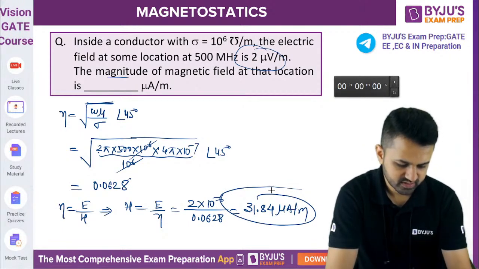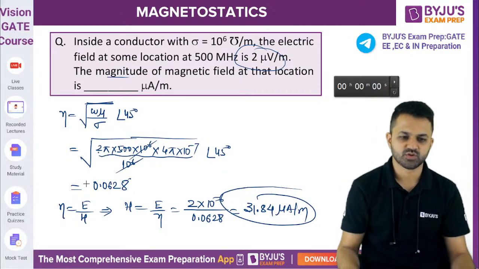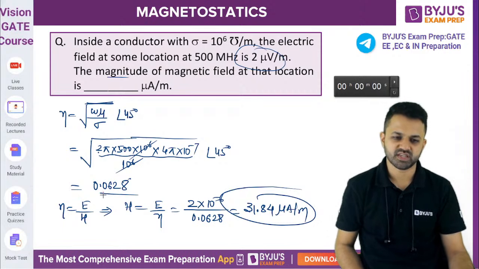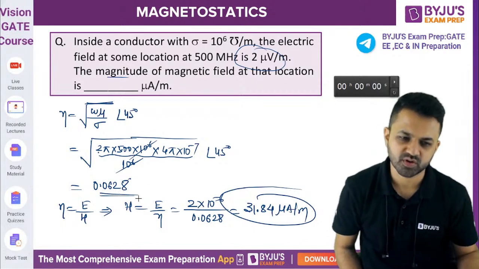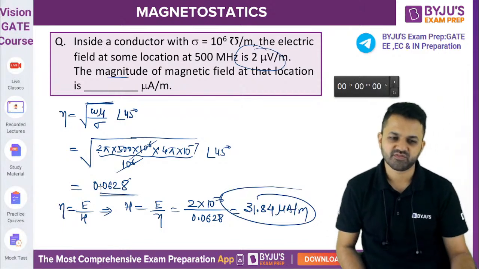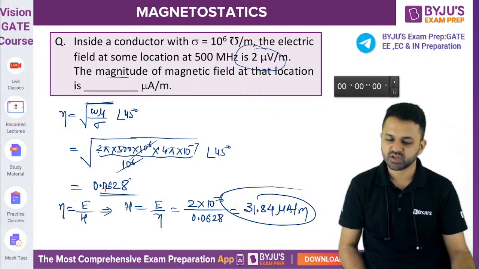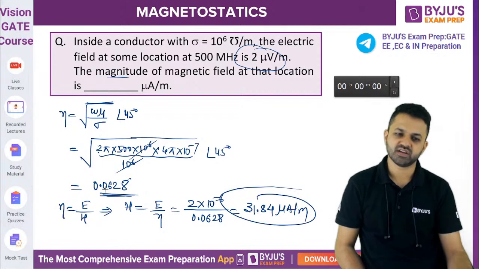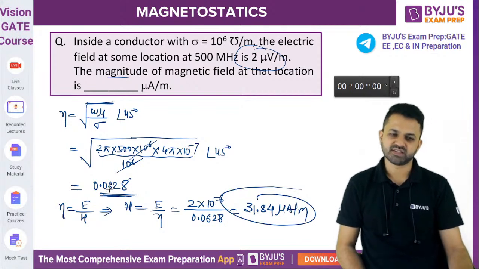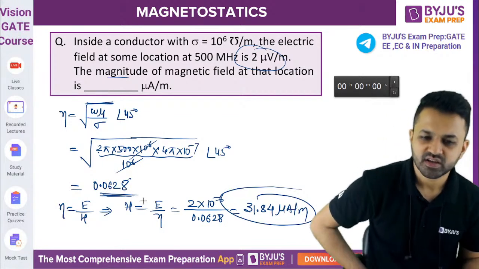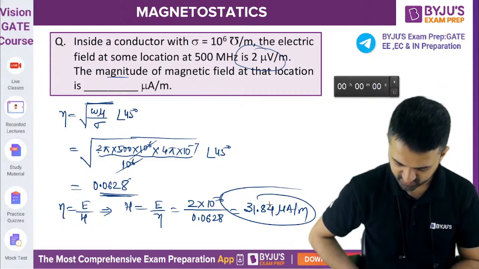Correct? Just don't take up to 0.06 only. Take some more values, because if after the decimal the first digit is 0, then at least you should go for two decimal digits after 0. So 0.63 also you could have taken, and then you will get the exact 31.84.